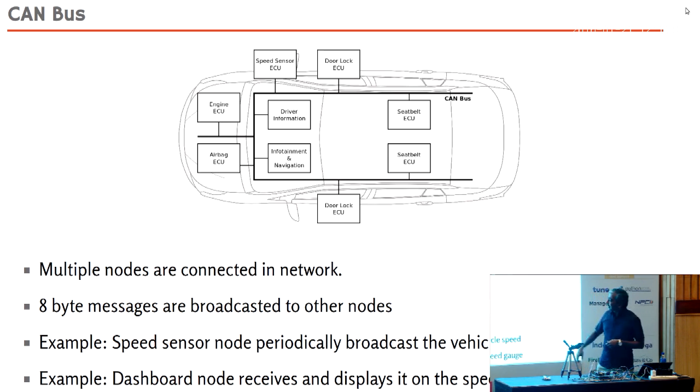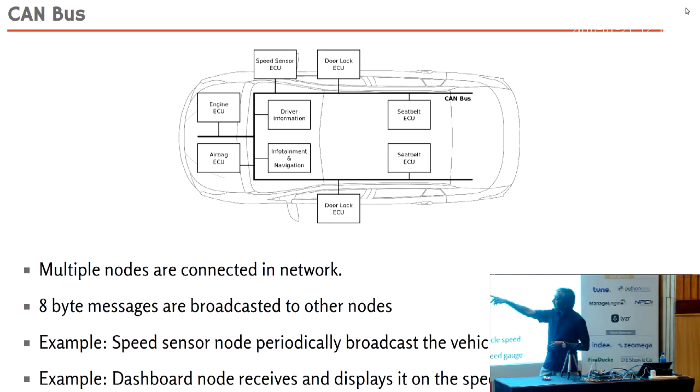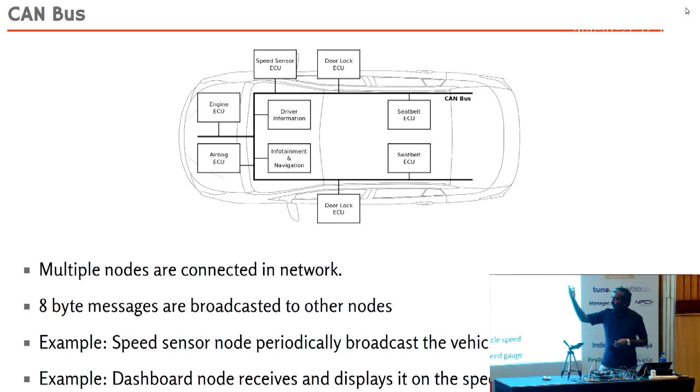Similarly, you can say that the door lock that is there, and if the door is not locked, then it will be advertising that message over the network, and then this will be taken by the light controller on the vehicle, another ECU, and it will decide to turn on the light or turn off the light as required. So this is how a CAN bus works.